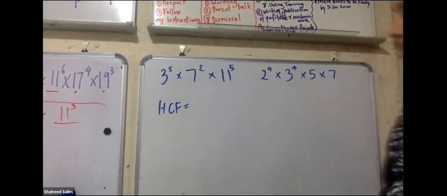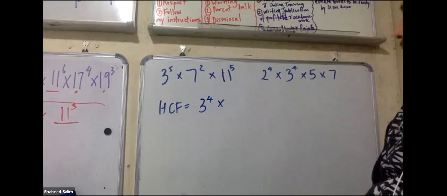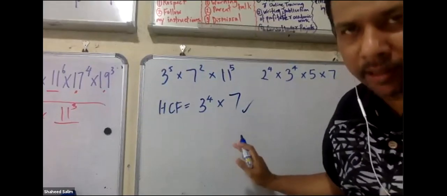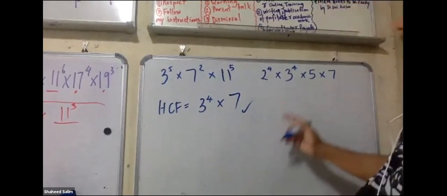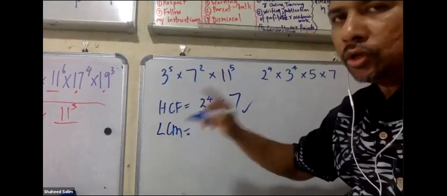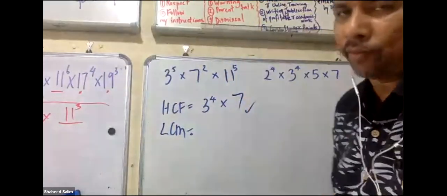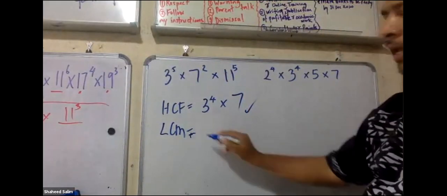Which ones are the same numbers? 3 to the power of 4, times 7. Well done. HCF. Now, I know you don't understand what's happening. Okay, don't worry. Now, LCM. LCM, they say if same numbers, use the bigger one. But if different numbers, take just all the different numbers. So, what's the LCM?